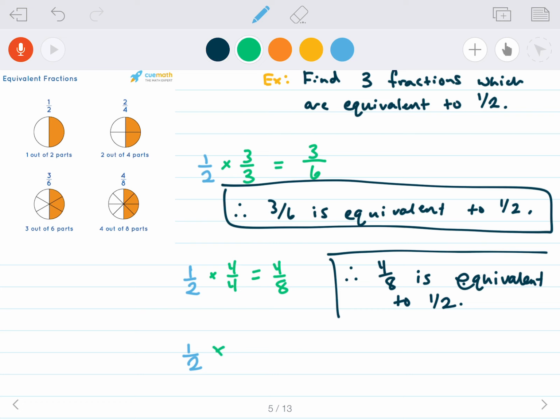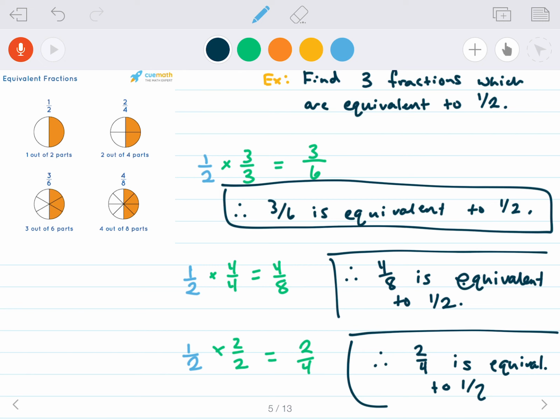So how about I multiply by 2 over 2? Well, if I multiply 1/2 by 2 over 2, I get 2 over 4 multiplying straight across. So therefore, 2 over 4 is equivalent to 1/2. And there's an infinite number of numbers that we can multiply by, right? We can multiply by 1,000,000 over 1,000,000.